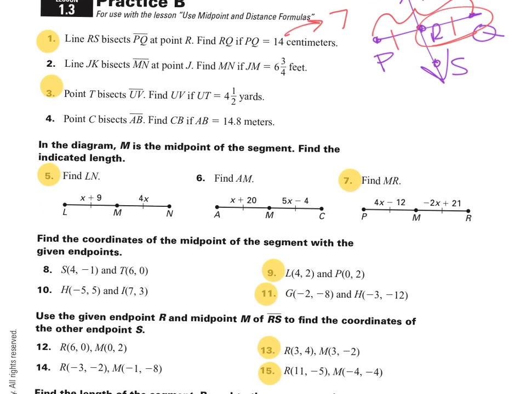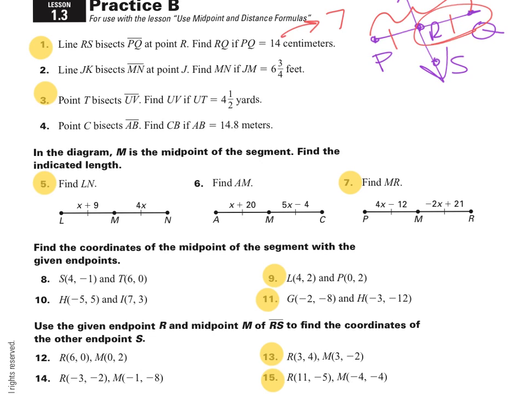Number 3 says point T bisects UV. So I've got UV, point T would be your midpoint. And it says UT is 4 1/2 yards. Find UV, the whole thing, 4 1/2 times 2, which is 9.